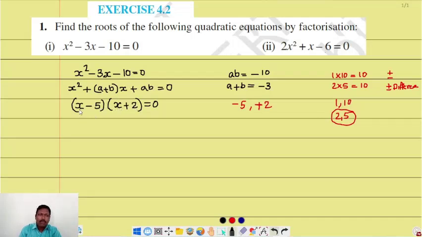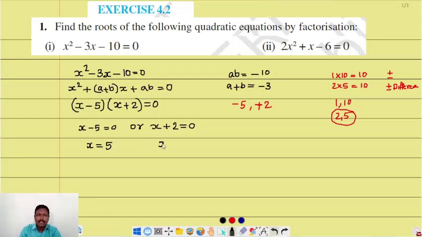Okay, now we can take x minus 5 equal to 0, or x plus 2 is equal to 0. This means x minus 5 into x plus 2 equal to 0 means x minus 5 equal to 0, or x plus 2 is equal to 0. So x minus 5 equal to 0 means x is equal to, you can transpose the minus 5 to this side, so you will get 5.